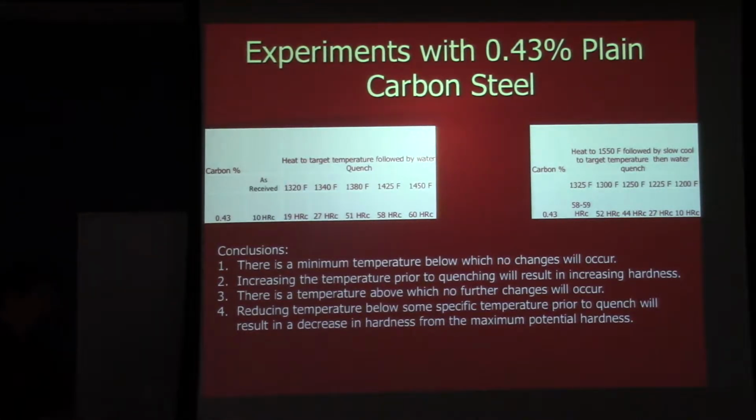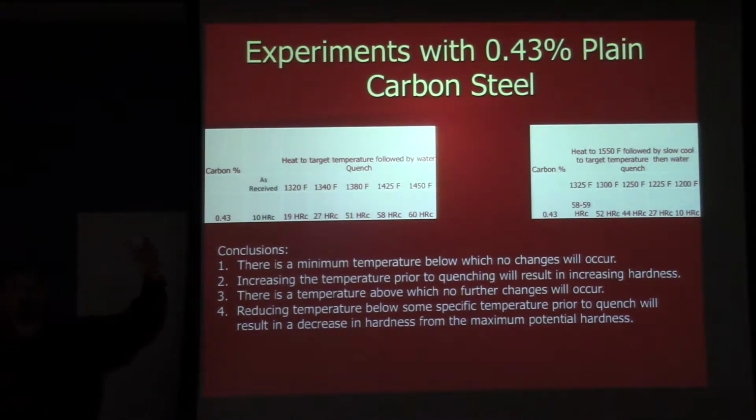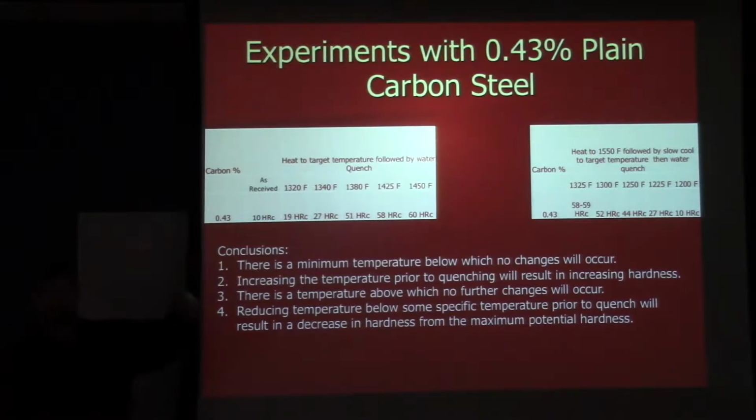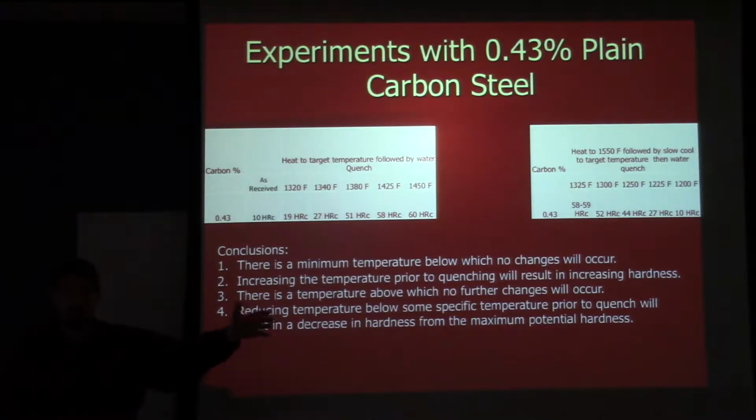A few other conclusions. There's a temperature above which heating gives no further changes. We saw that at 1450 when he quenched, he got Rockwell 60. When he went all the way up to 1550, he did some slow cooling after that, but he didn't get any higher hardness. He kind of topped out. He could have gone up to 1600, and he didn't do this, but he still wouldn't have gotten any different response.